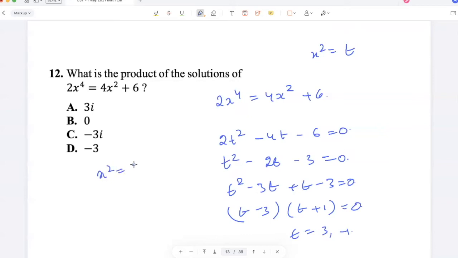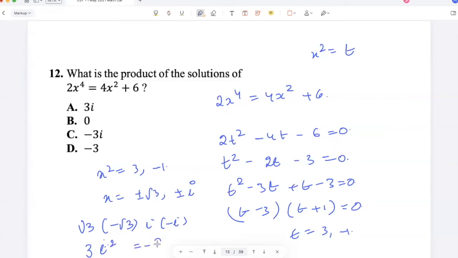So x squared is 3 and -1. So x is plus minus √3 and plus minus i. So the product would be √3 times minus √3 times i times minus i. So that would be 3i squared, which is -3, right? So D.